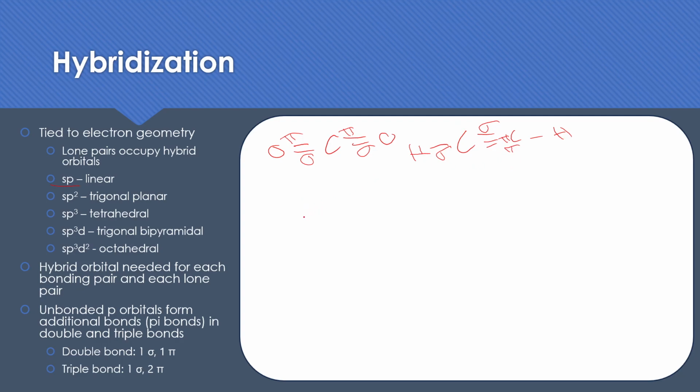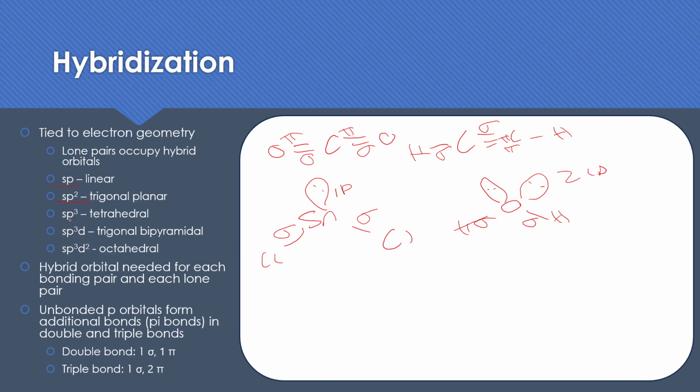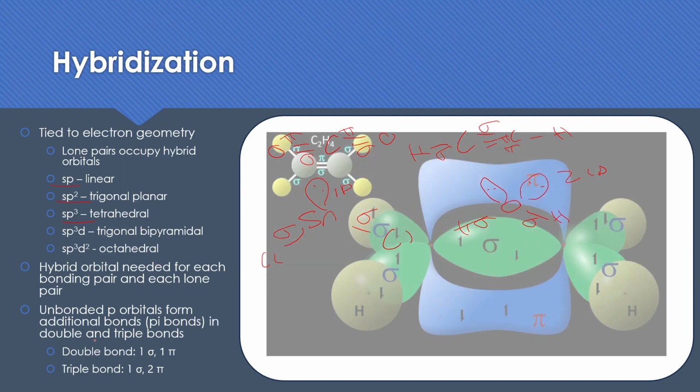What about tin chloride? I've got 2 sigma plus 1 lone pair. That's 3 total hybrid orbitals I need, so it's sp2. As we just said, tetrahedral, so let's look at water. 2 sigma bonds and 2 lone pairs. So 4 total, sp3 hybridized, and so on and so forth. So that's how hybridization works.